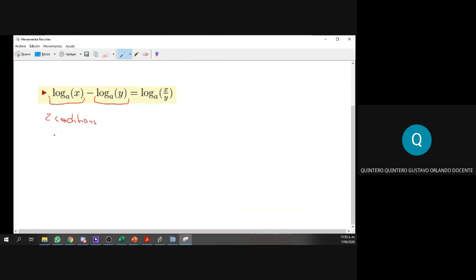Number 1, both logarithms have the same base. It is really hard, guys, for me to write using my mouse. Sorry. You have the same base, right? So base A, and base A. It doesn't really matter the base. It can be any value just as long as the base is the same. And the second condition, guess what? The condition is that in the middle of the logarithms, you have a subtraction.